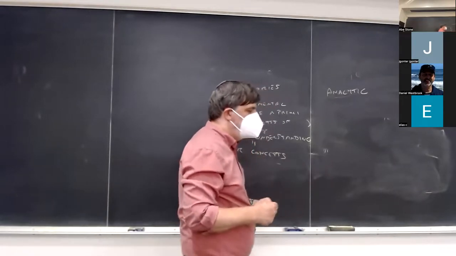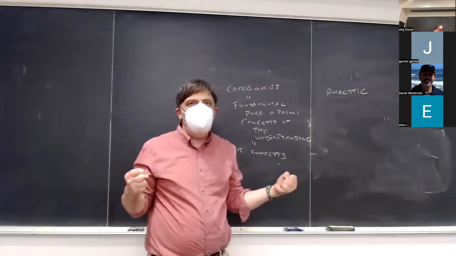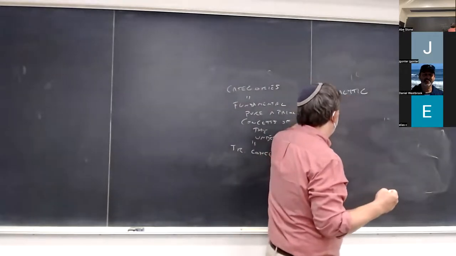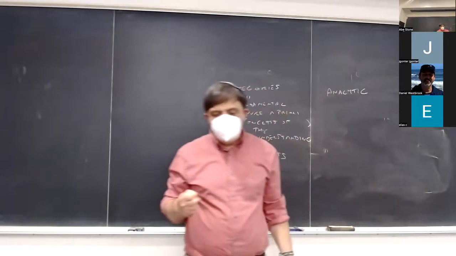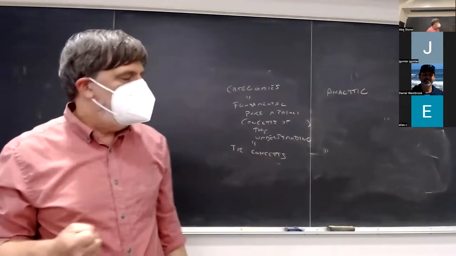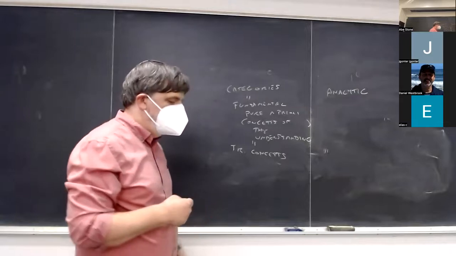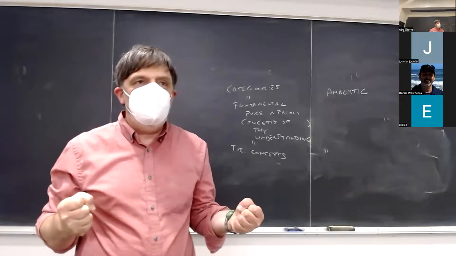Analytic judgments are called analytic because you can take apart the subject and find the predicate. And the transcendental analytic is called the transcendental analytic, Kant says, because the way he's going to get this list of categories is to take apart, to analyze the understanding itself into its component parts.